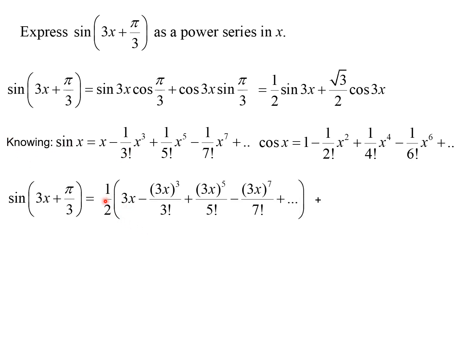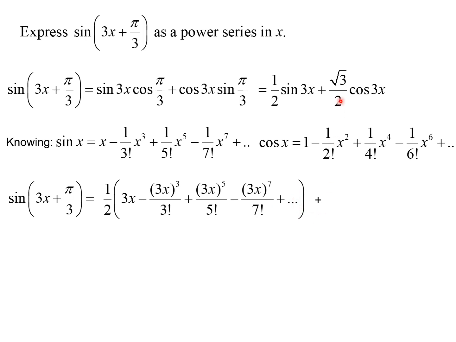half sin 3x plus root 3 over 2, sorry, it will become half sin 3x plus, right? So instead of x, it is sin 3x now. So wherever there is x, it will be substituted with 3x. So here you see x became 3x, x cubed became 3x cubed, x^5 became 3x^5, x^7 became 3x^7. Right? There's a continuity, so there's a dot dot.